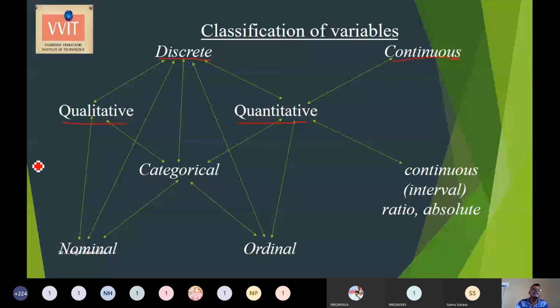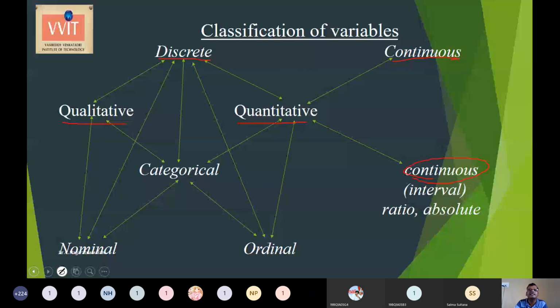Okay. Now these qualitative variables are nominal and ordinal. Categorical variables are also nominal. Therefore, discrete variables are also categorical, also nominal, also ordinal, and also quantitative. Is it right? But continuous variables are never discrete, never qualitative, and never nominal. Right? Now, quantitative variables are always continuous.